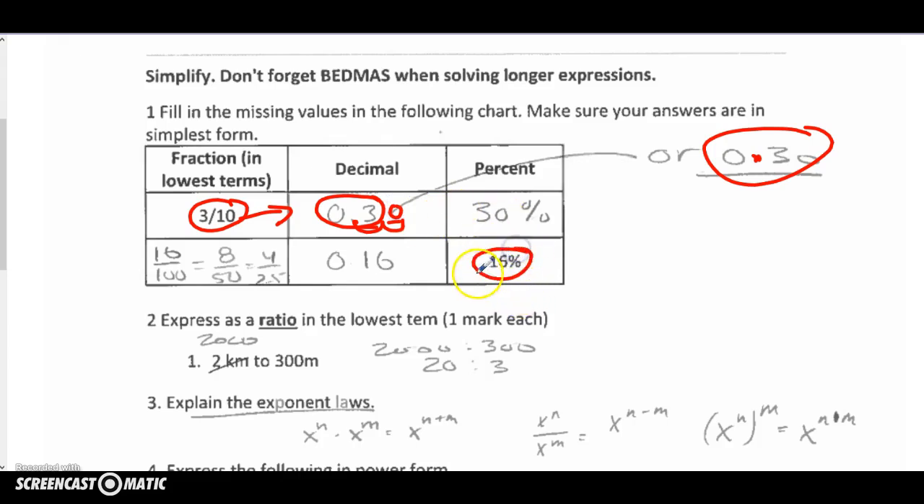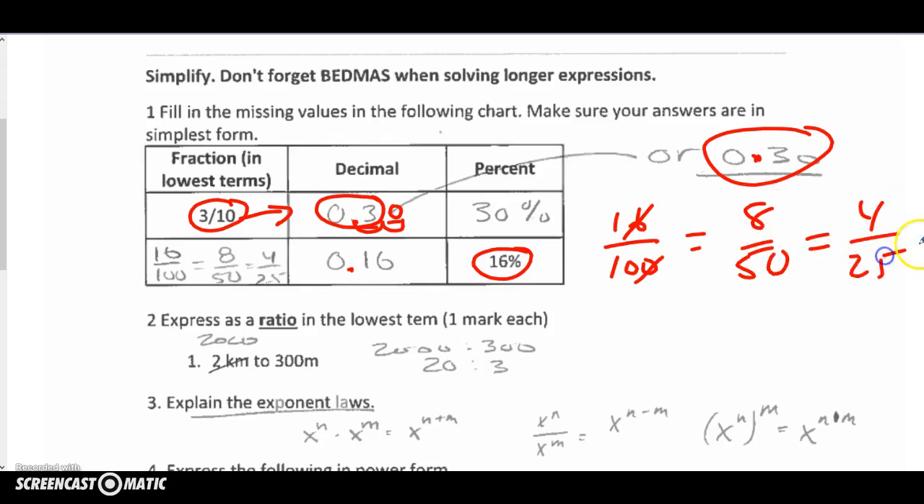Working backwards, 16%. Move the decimal twice this way, once, twice, 0.16, 16 over 100. So you go straight into 16 over 100, and then you can put it in lowest terms. I just look, they're both even, so I divide by 2, still both even. And now look for factors that go into both numbers, 4 and 25. I don't find any, so I'm done.